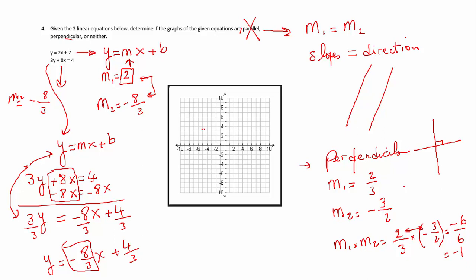Those two are not negative reciprocal with respect to each other, because if you multiply 2 times negative 8 over 3, you will end up with negative 16 over 3, because we multiply straight across, and this is not equal to 1 or negative 1, right? So that means these are not perpendicular, so the answer should be neither. Okay, so the answer is neither. Let's go to the next question.